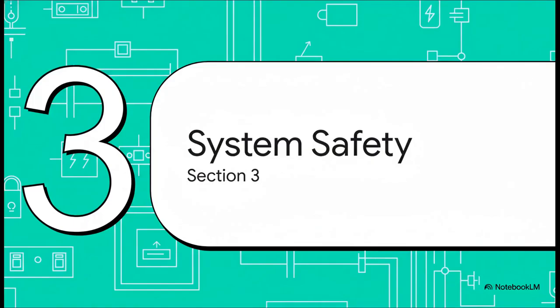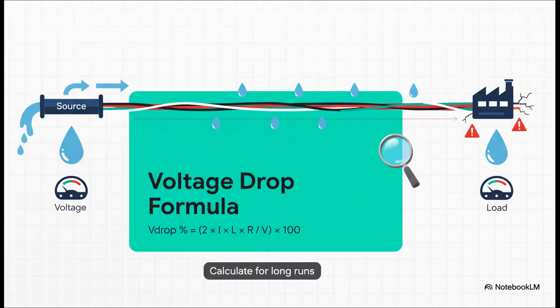Okay, so we've got our load, we've got our cables. Now for what is arguably the most important step, making sure this whole system is safe, reliable, and fail-safe. I want you to think about voltage just like water pressure in a pipe. The longer the pipe, or in our case the cable, the more pressure you lose by the time it gets to the end. That's voltage drop.